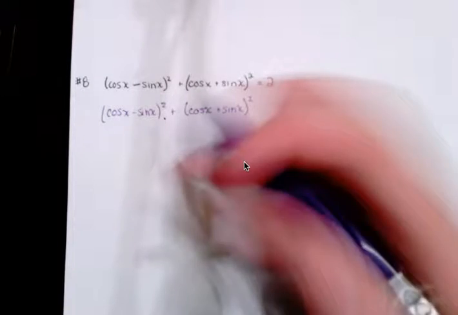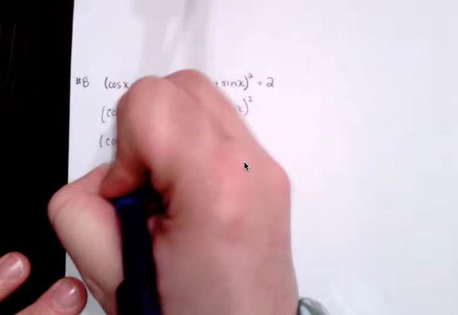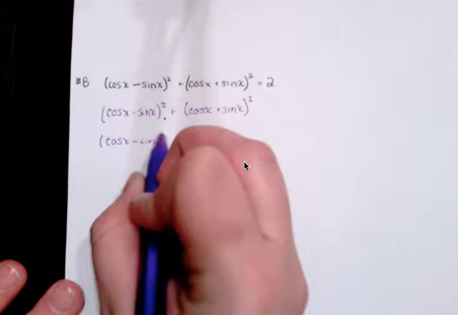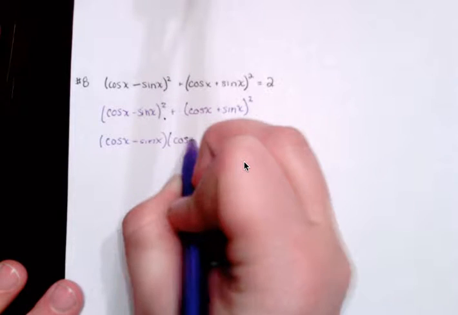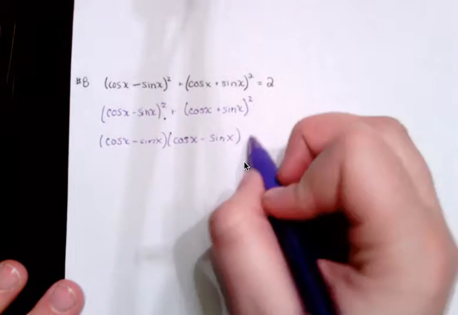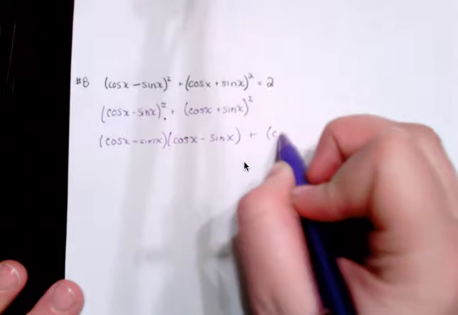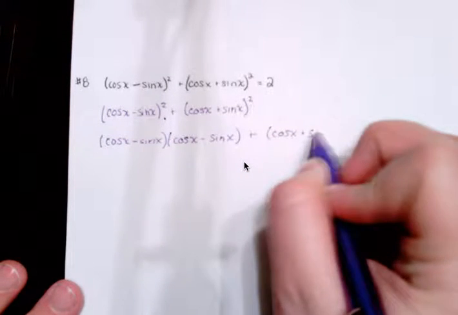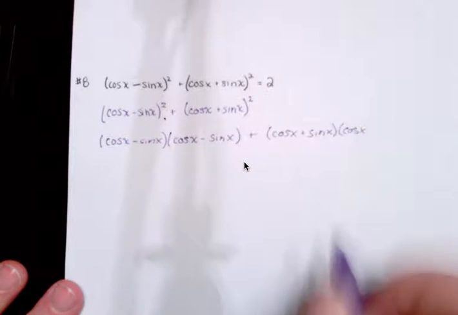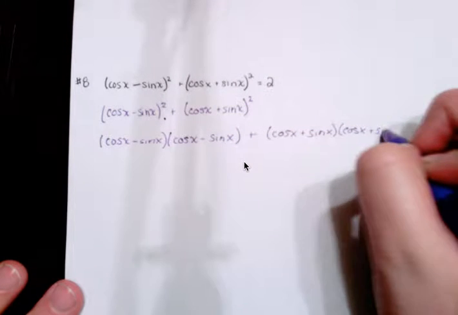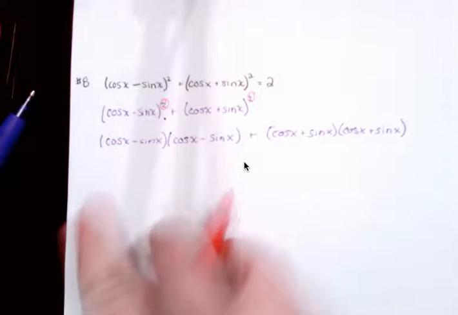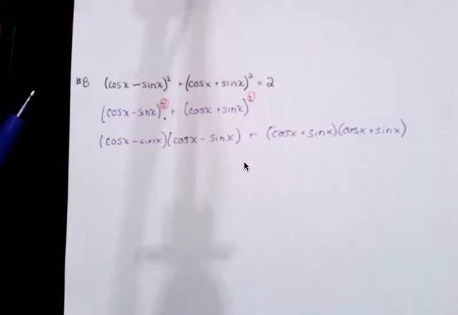Remember, anything squared means I'm going to take this cosine of x minus sine of x and times it by itself. So I'm going to rewrite that. And then I'm going to do the same to that. So I got plus, well, it's squared, so it means cosine of x plus sine of x times cosine of x plus sine of x. Again, that came from the squared. Squareds means you take it and you times them by themselves.